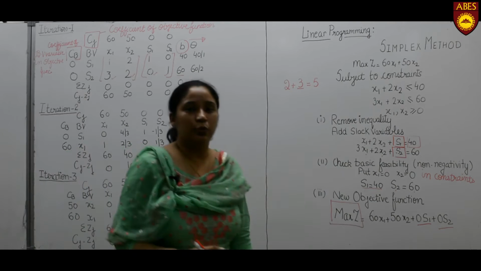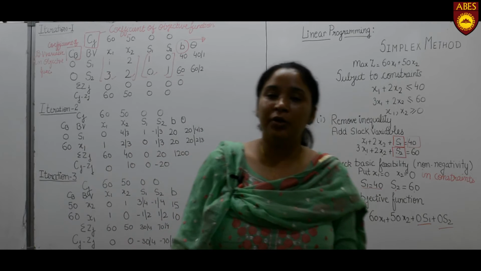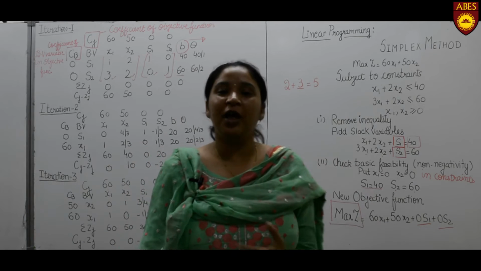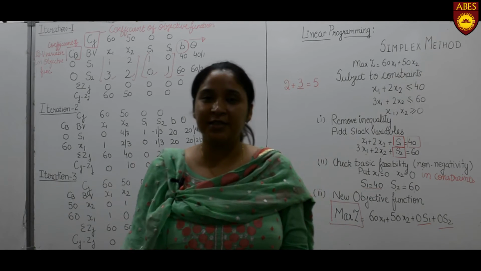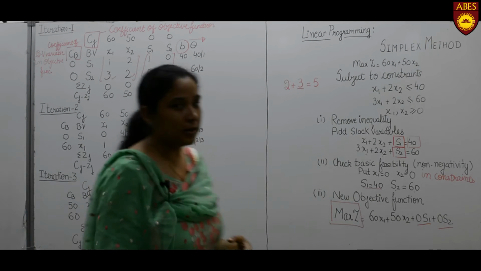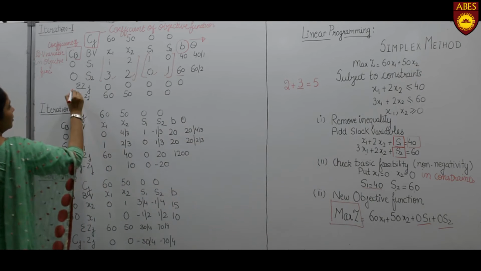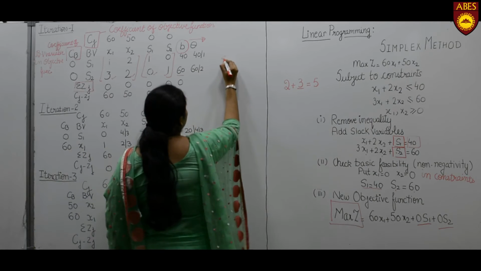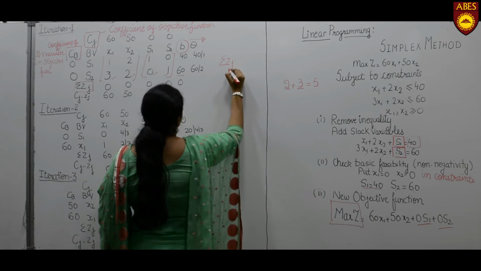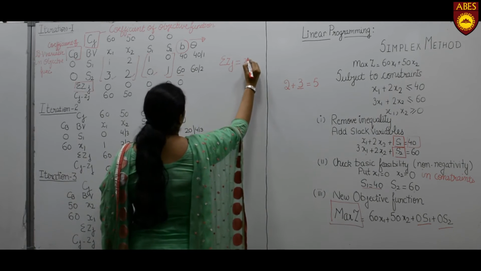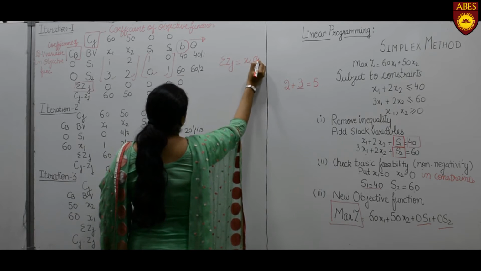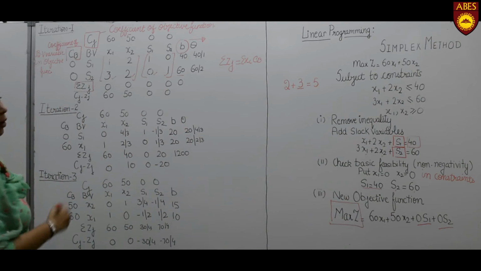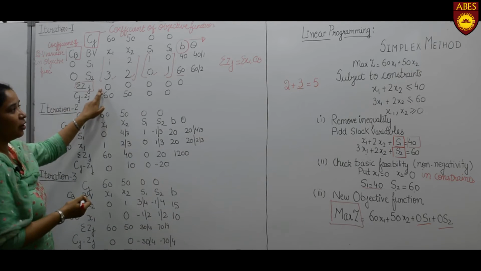Now what do we have to do? We will find out which column has scope for improvement. For that we have to find out the values of Zj and Cj minus Zj. This is Zj. What is Zj? Zj is the summation of xi into Cb. How will we find the value of Zj?